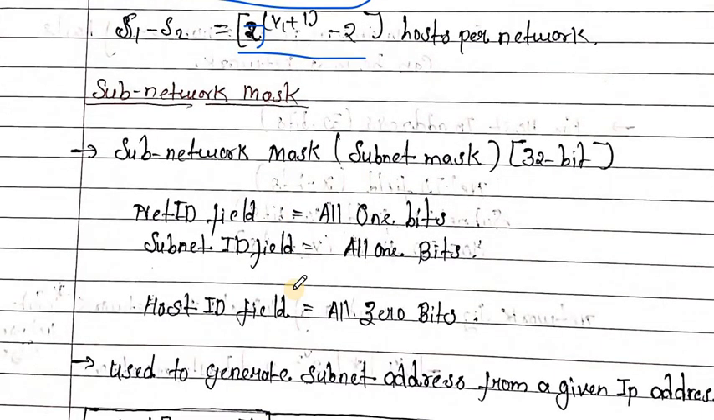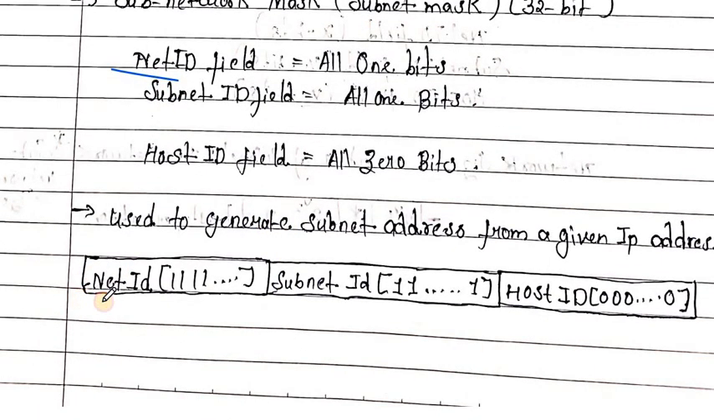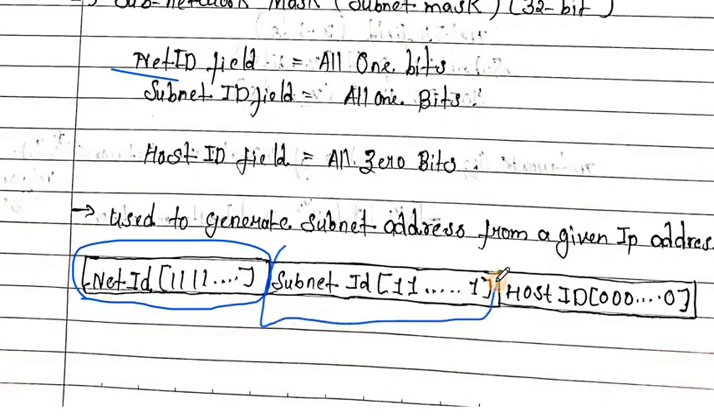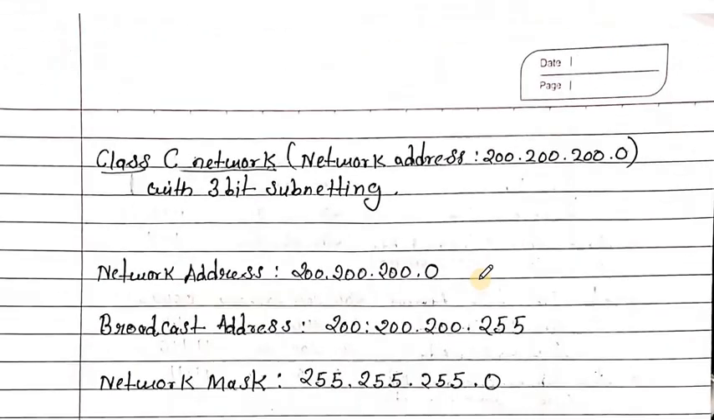Now the subnetwork mask. In the subnet mask, for the network ID field, all bits are 1. The same in the case of the subnet ID: all bits are 1. And for the host ID, all bits are 0. Nothing different. Okay.